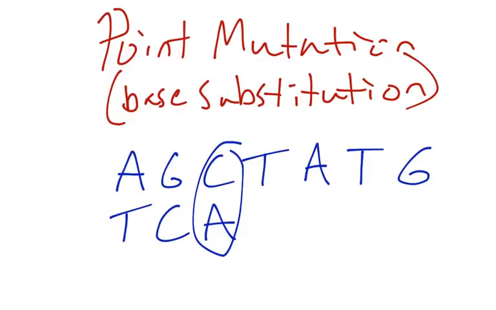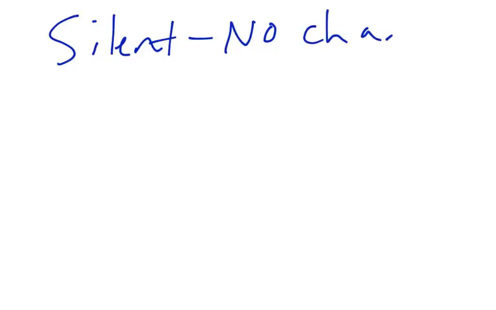Now there's a few different types of base substitutions. The first one is a silent mutation. A silent mutation is where there's no change. So down the road, and this will make more sense when we get into chapter 14, there's no change.